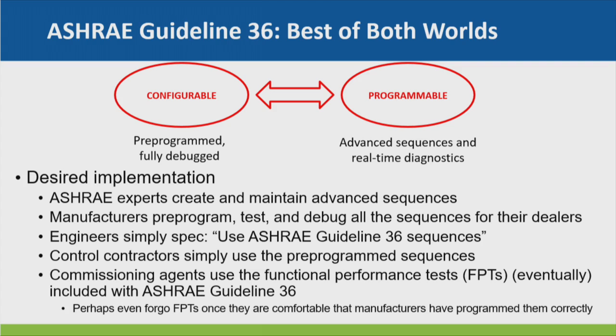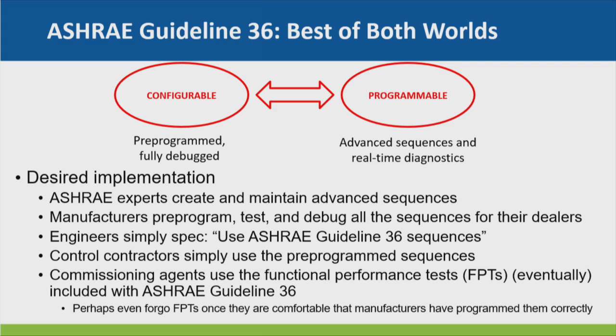The engineers say, just use the Guideline 36 sequences, so no longer do you have to write sequences and spend that time doing it. Controls contractors say, hey, great, I've already got those programmed. And they put them in. And then the commissioning agents say, oh, perfect, I already have functional tests for those sequences. So it's a total win-win-win for everybody.